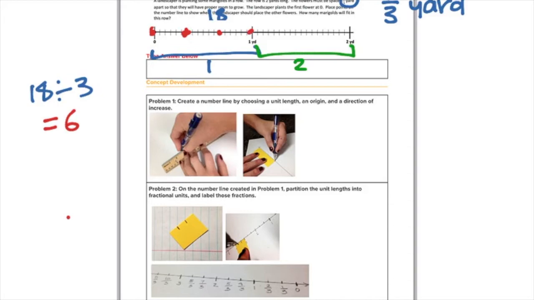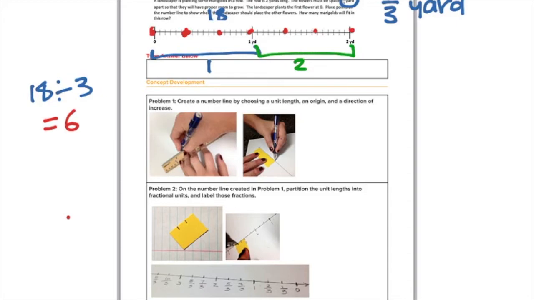Okay, but it wants to know where they should place them in the whole row, so in all 2 yards. So let's keep going. If that first section had 18, we know that it's even intervals, so the second section will have 18. So again, we're counting by 6. 1, 2, 3, 4, 5, 6. 6, my bad, and 6.